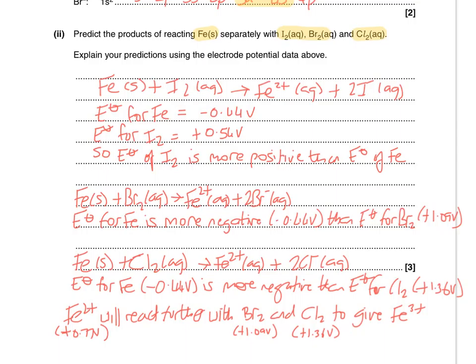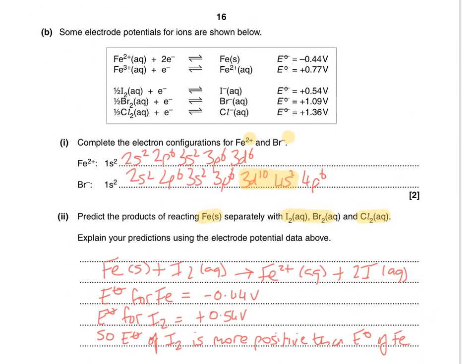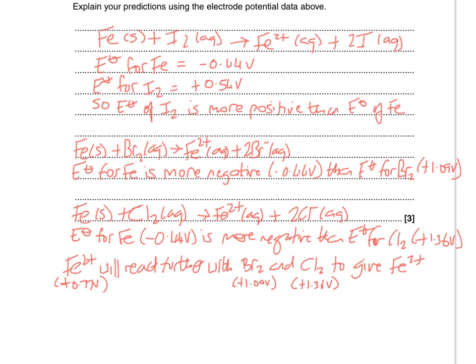And another point down here is that Fe2+ will react further with Br2 and Cl2 to also give Fe3+. Because if we were to move the page back up and look at the voltages, the electrode potential for Fe2+ is 0.77. For bromine it's more positive at plus 1.09, and also for chlorine it's more positive at 1.36. So it's important not to forget that too. That's one of the points that very few people put in.